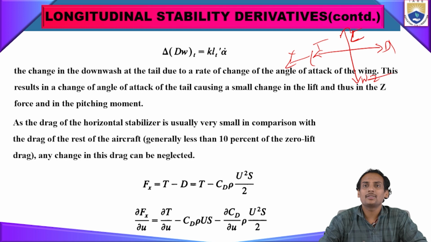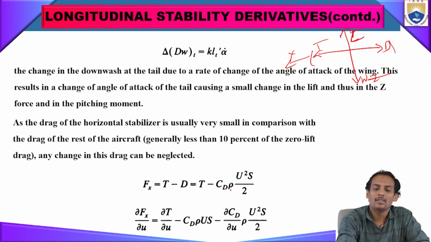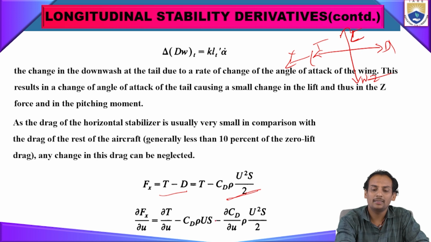So D is the drag force. For the drag, the equation is half rho V square into S into CD, which we have written here. If we differentiate dFx with respect to u, then it will be dou T by dou u minus CD rho u into S minus, it's like a uv formula, where this will be u and this will be v. So dou CD by dou u into rho u square by 2.